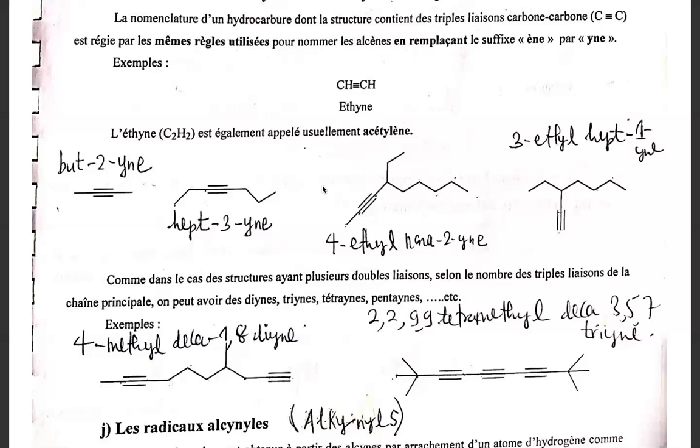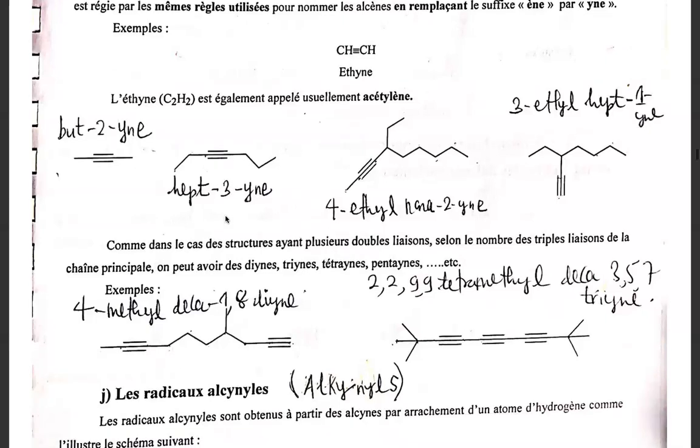Yes. Okay. So we are saying les mêmes règles. Rule number 1 is la chaîne principale. The main chain should contain the highest number of carbon atoms. So we are counting either left or right. That's going to be 1, 2, 3, 4, 5, 6, 7. Now, rule number 2 is the position of the double bond, the triple liaison, or the substituent.